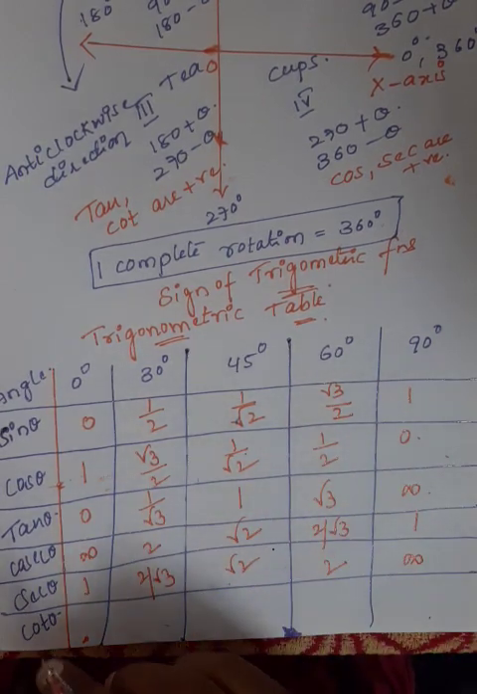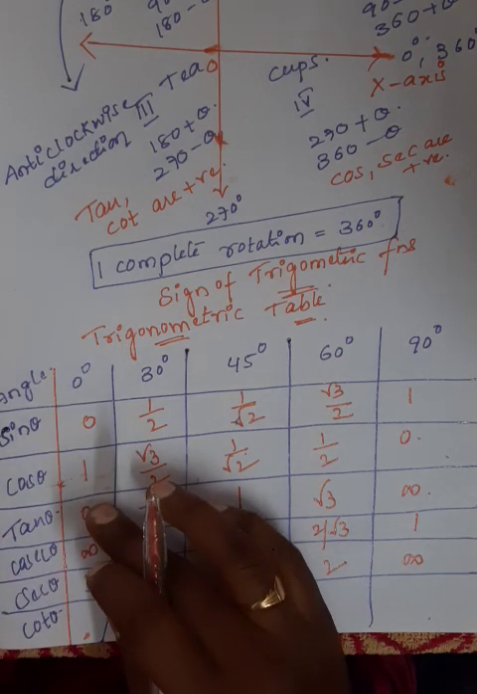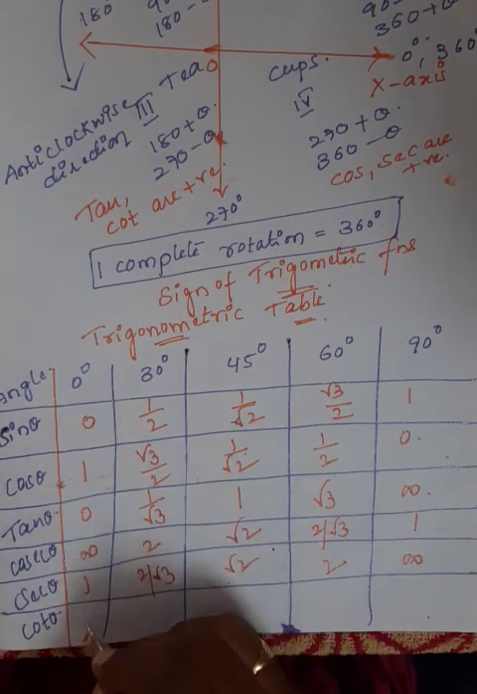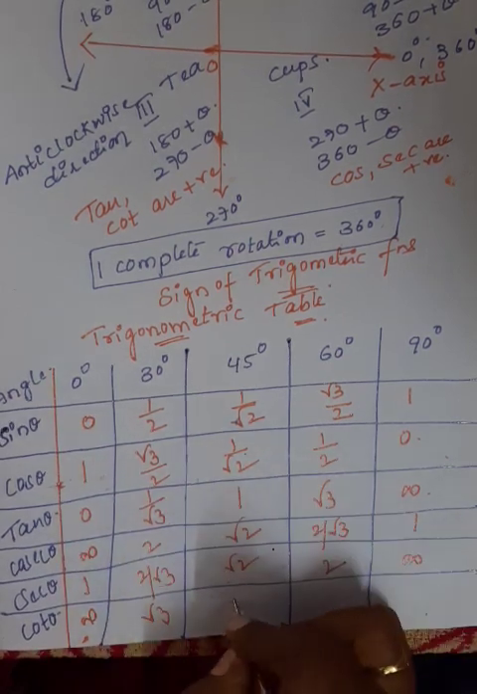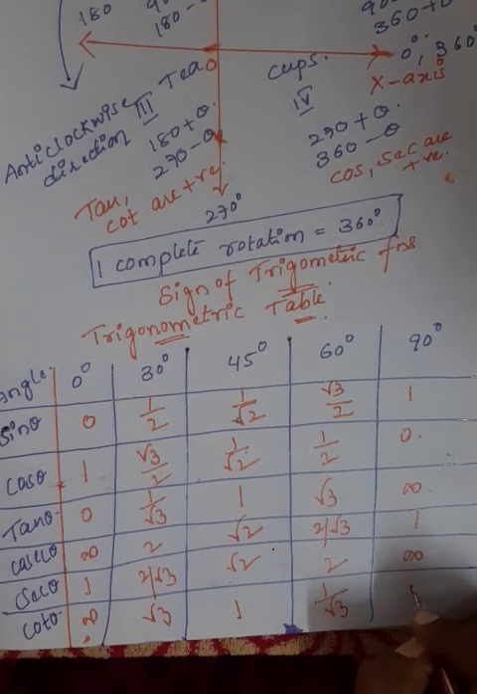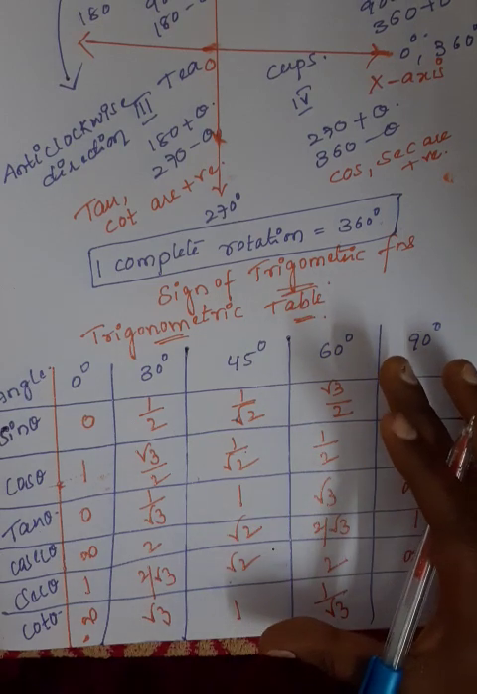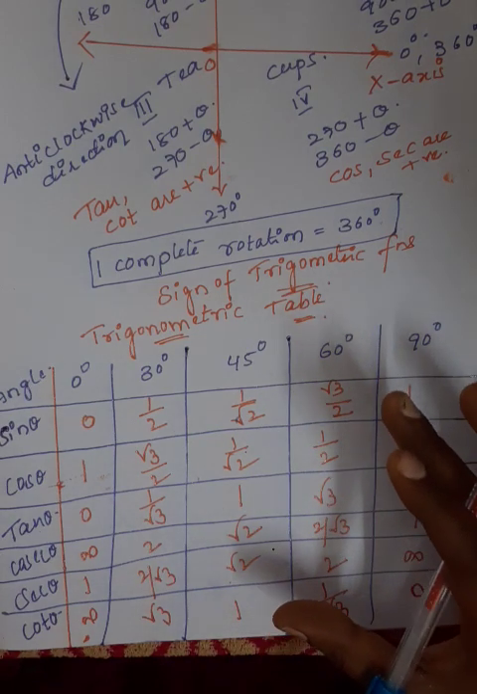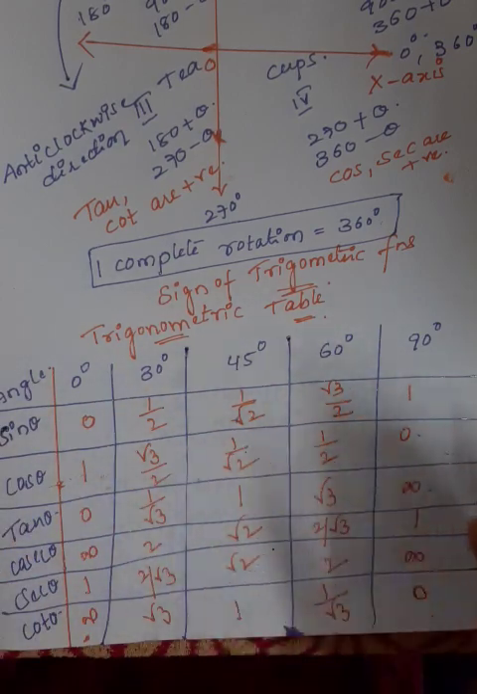Now cot is reciprocal of tan. So write here the values we get by reversing tan: 1 by 0 is infinity, root 3 by 1 is root 3, 1 by 1 is 1, 1 by root 3, 1 by infinity is 0. So like this you have to fill the values in your trigonometric table by using these tricks which I have told now.